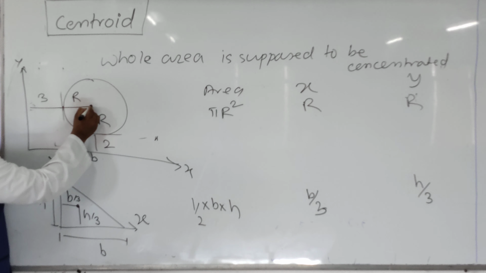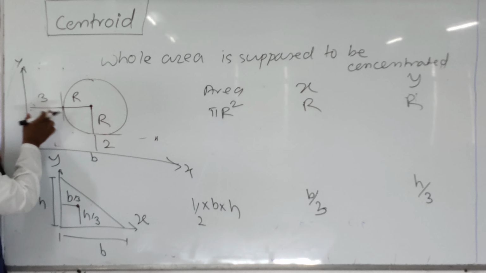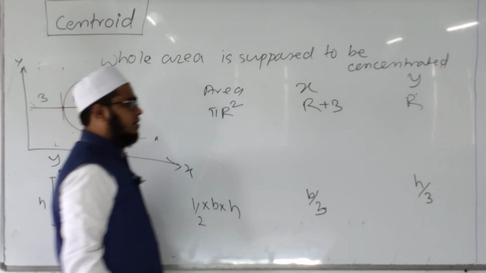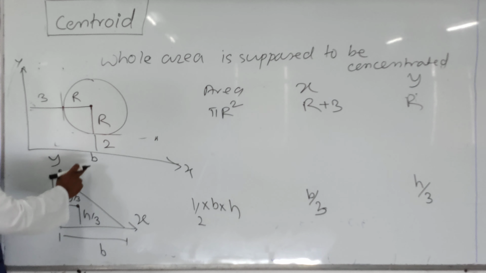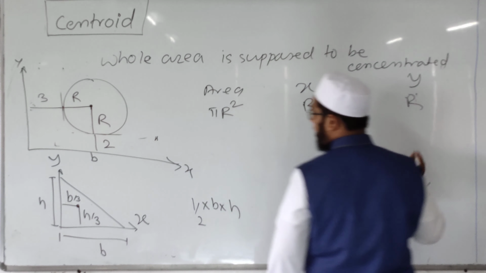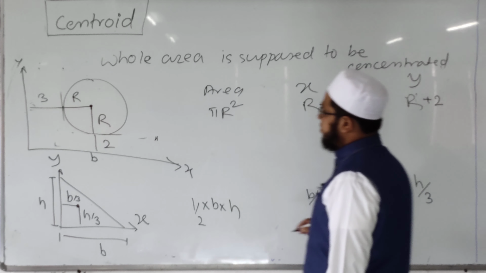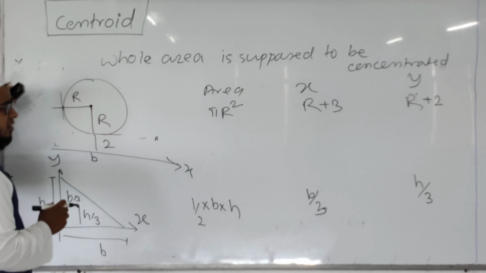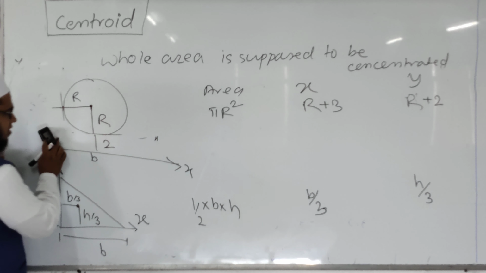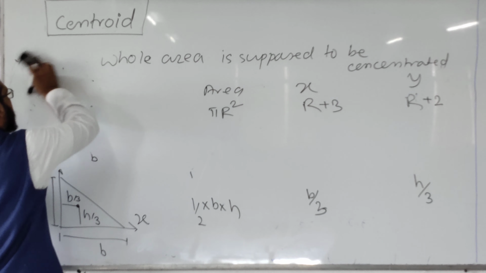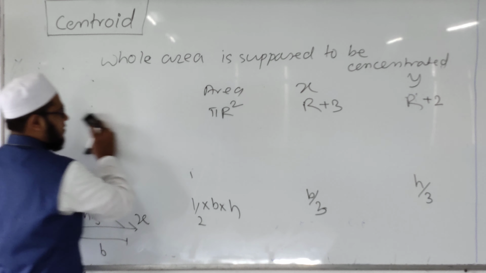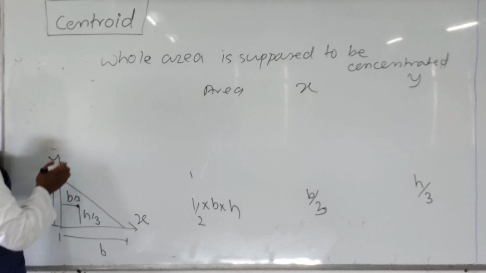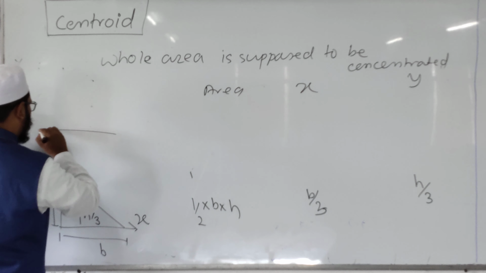So the distance of the centroid from y axis is r plus 3, and the distance of the centroid from x axis, that is the y coordinate, is r plus 2. But we have to remember that in a circle the centroid lies at the center of the circle.